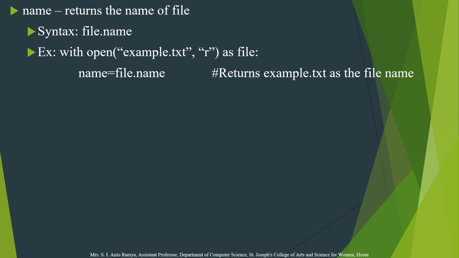So next one, name. It is going to return the name of the file. The syntax is file.name. With open("example.txt", "r") as file, name = file.name. So here the file name is example.txt, so that will be returned to the variable name.